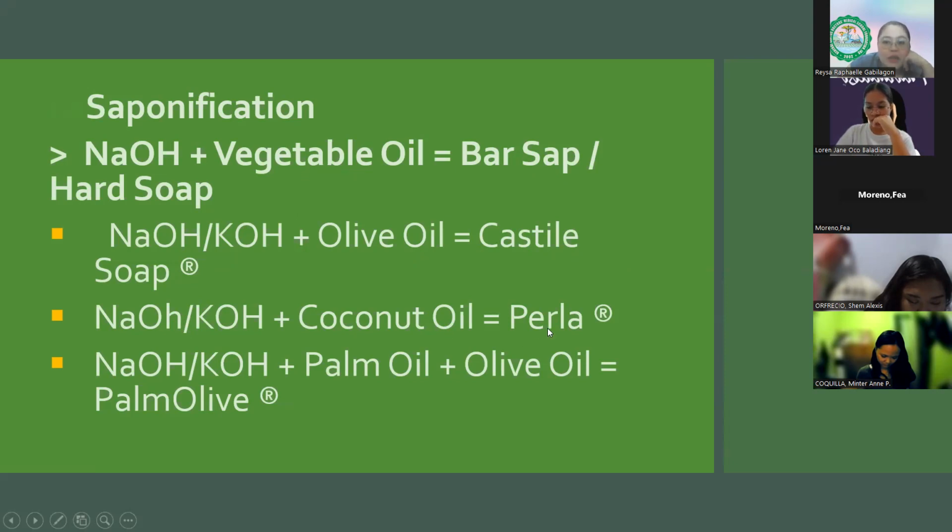Sodium hydroxide, or potassium hydroxide plus coconut oil. Ito yung ginagamit to make the perla, pang-laba. Para mabuo ang perla class, you will just have the coconut oil, ginabaligya sa market. Mag-add ka lang ng sodium hydroxide, mabuo imuhang perla. And then, kung gusto mo palmolive, it's the palm oil and the olive oil. Okay? Questions.